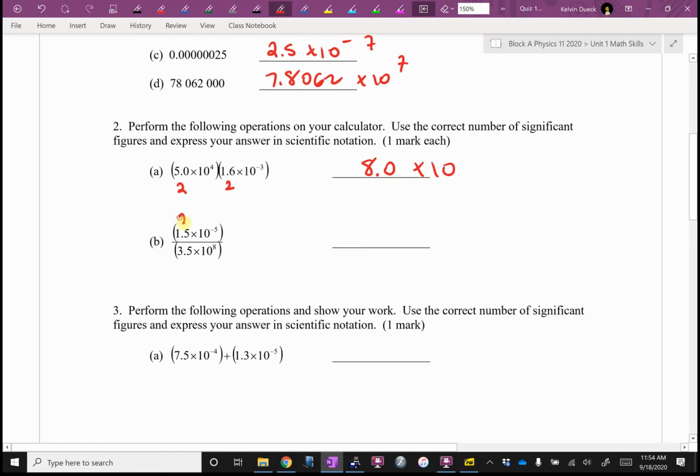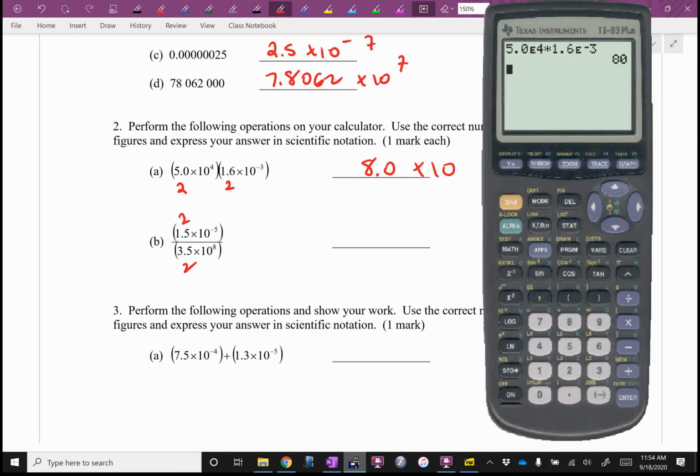B, 2 sig figs, 2 sig figs. My final answer is going to go to 2 sig figs. 1.5, scientific notation button, negative 5 divided by 3.5, scientific notation button, 8. Now, technically, there's more than one thing on the bottom. There's a 3.5 and there's a times 10 to the 8th. If I use my scientific notation button, I can get away without brackets because the software knows that this is all one number and I will get an answer.